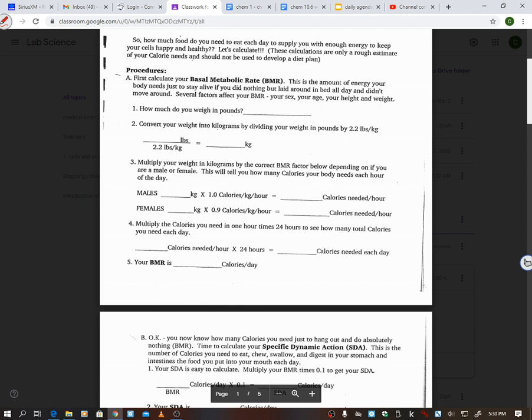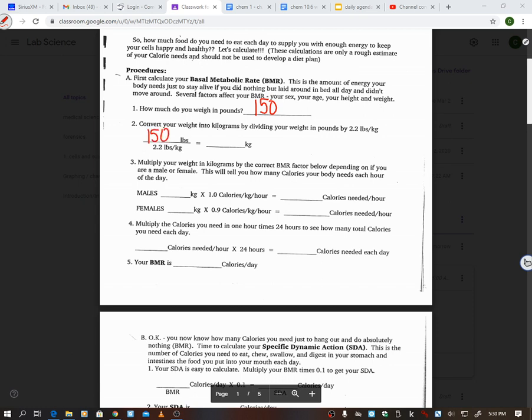So how much do you weigh? Now, of course, you're going to put your own weight in here. I have no idea what you all weigh, so I'm just going to pick 150 and leave it at that. All right, so number 2 says convert your weight into kilograms by dividing your weight in pounds by 2.2. So I'm going to take what I used for number 1, that 150, and put it there.